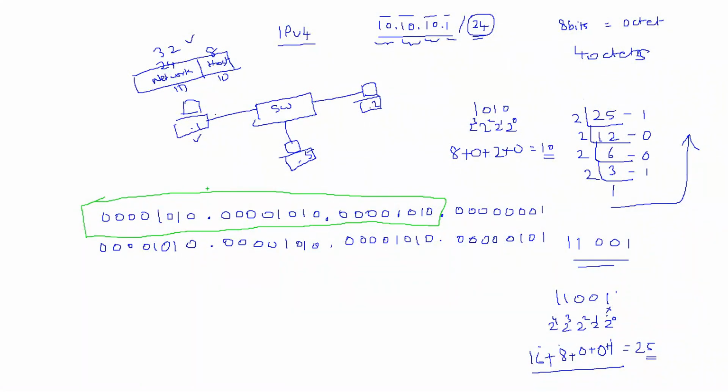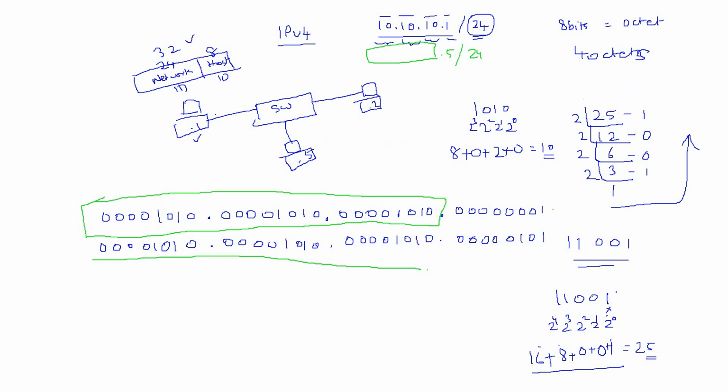Now, if you look at it, 10.10.10.1/24 and 10.10.10.5/24, in both these cases, the first 24 bits are the same. Take this example, right? The first 24 bits are the same. What it means is they both belong to the same network. Where the network IDs are the same, they belong to the same network.